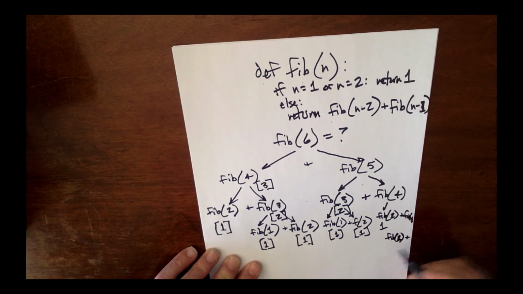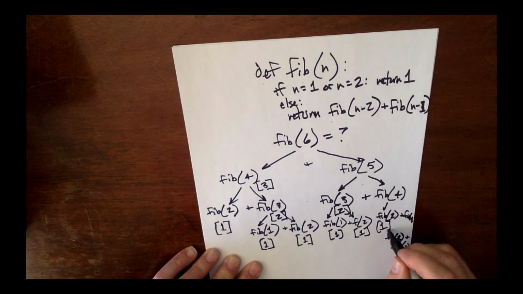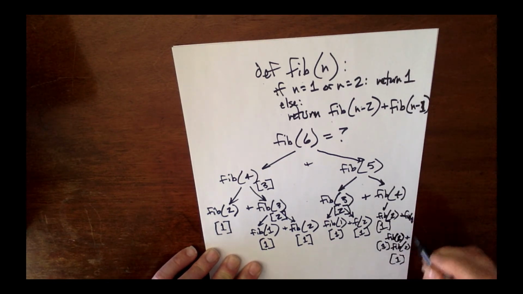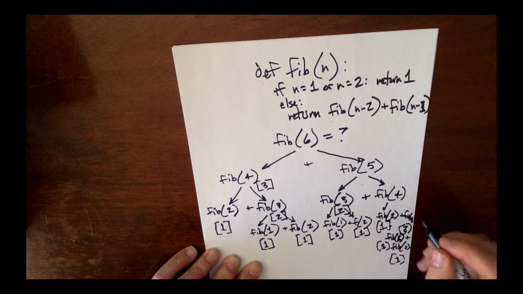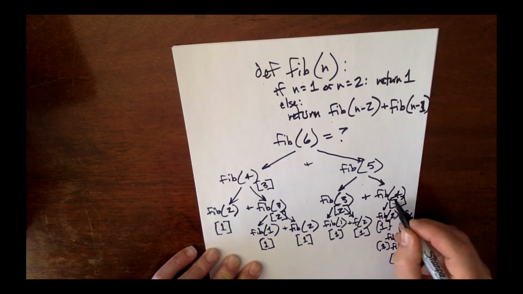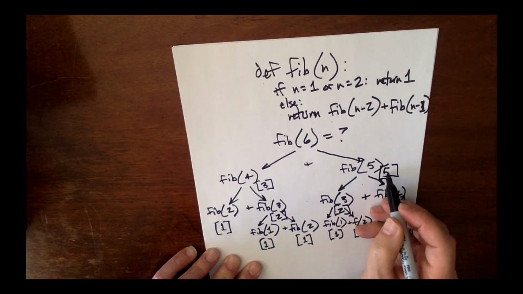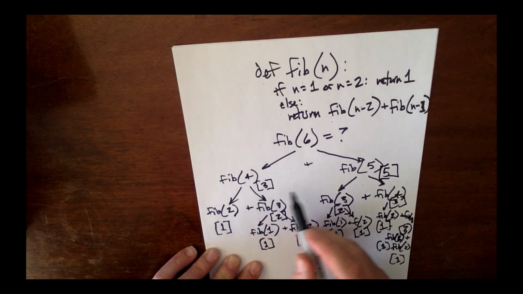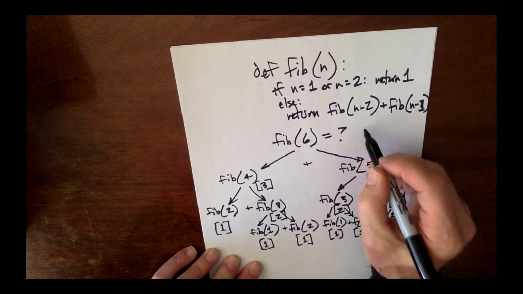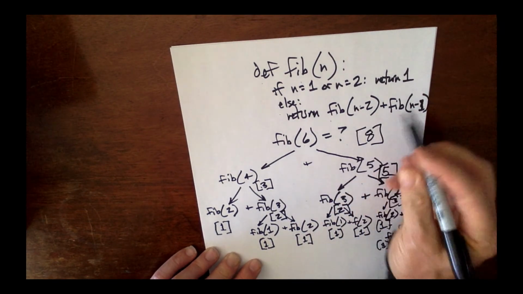1 plus fib 2. I'm killing myself here. Here's a 1. Here's a 1. Here's a 1. 1 plus 1 is 2. 2 plus 1 is 3. 3 plus 2 is 5. The 5th Fibonacci number is 5. The 4th Fibonacci number is 3. And I add those 3 and 5 together to get a value of 8.